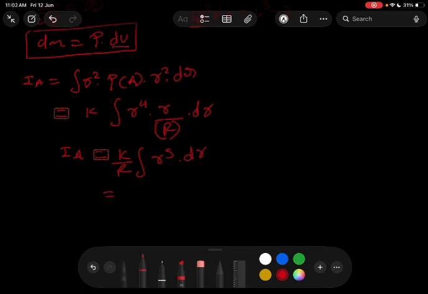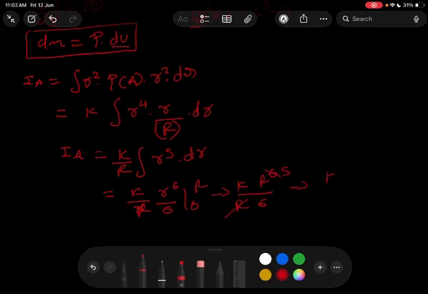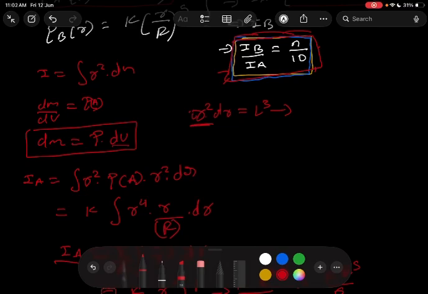We are going to get k by R times r power 6 by 6, from 0 to R. This is all not required. R cancels, R power 5. So k R power 5 by 6 is the approximate dimension for the moment of inertia IA. I mean, not the dimensions, but you are getting my idea, right? Yeah. So now we will do IB similarly, same stuff, no complications.